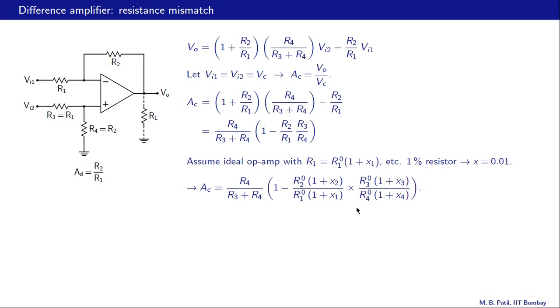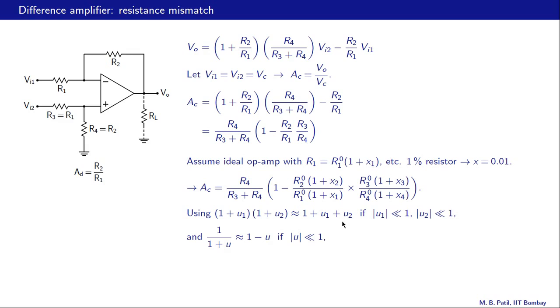And in doing that, we will find some approximation very useful. For example, if u1 and u2 are small compared to 1, then we can write 1 plus u1 times 1 plus u2 as 1 plus u1 plus u2. And we can do that because this term u1 times u2 is much smaller compared to any of these terms. Similarly, 1 over 1 plus u is approximately 1 minus u if u is small compared to 1. And this is something we have already used earlier, if you recall.